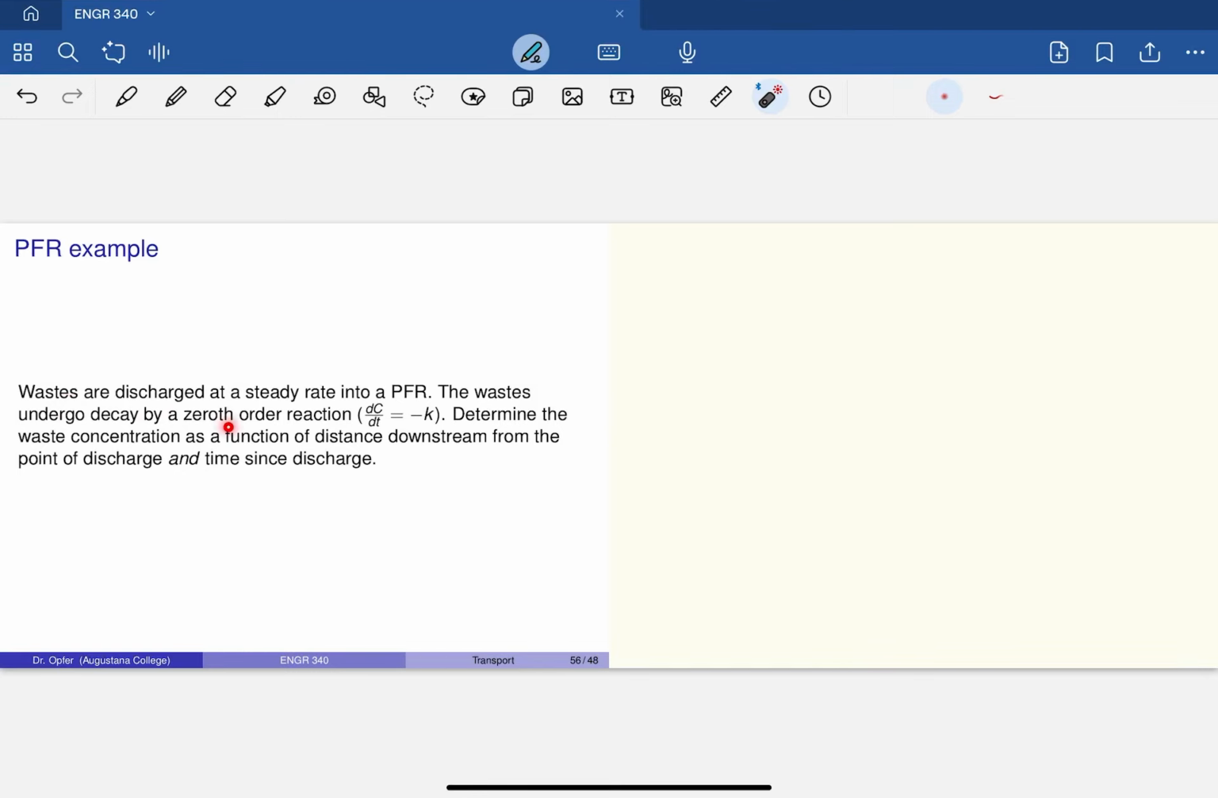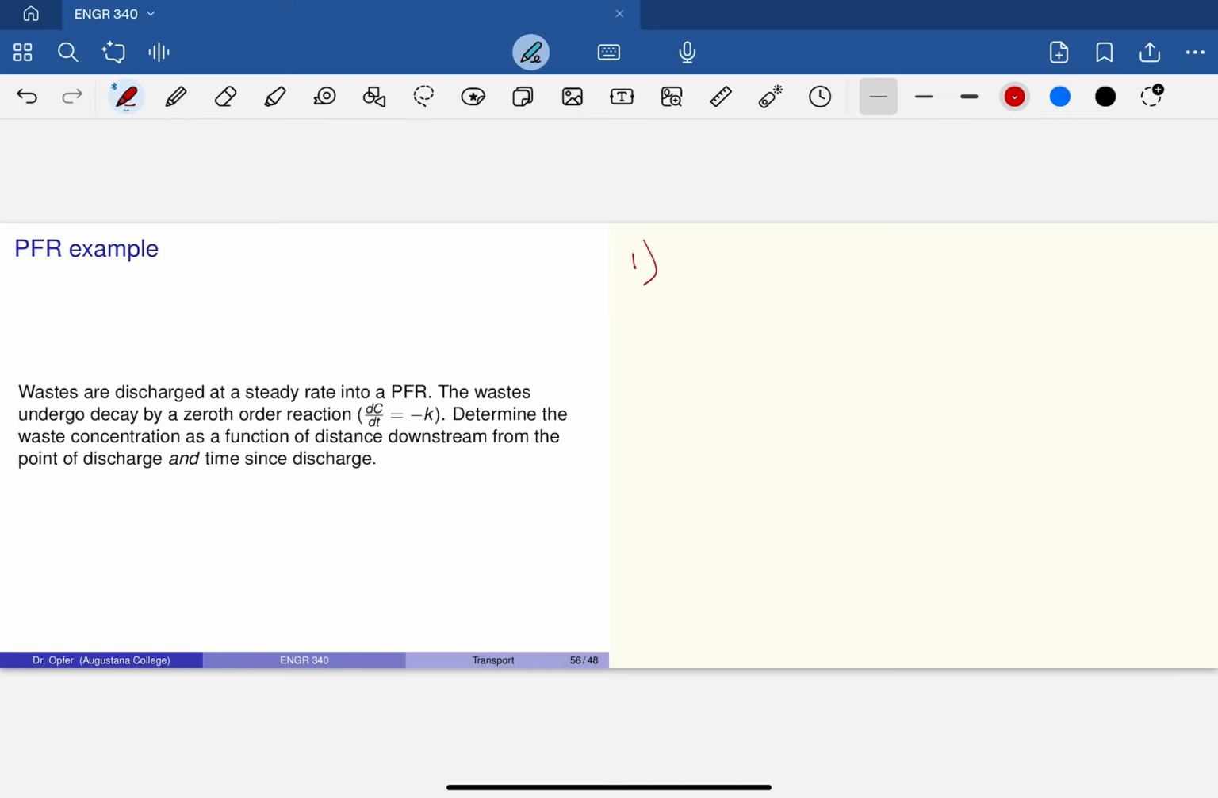Waste is discharged at a steady rate into a PFR. The waste undergoes a zeroth order reaction given by dC/dt equals negative k. Determine the waste concentration as a function of distance downstream from the point of discharge and time since discharge. Okay, so let's start with distance.